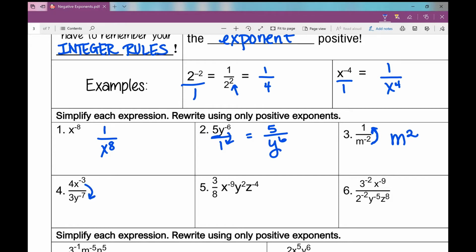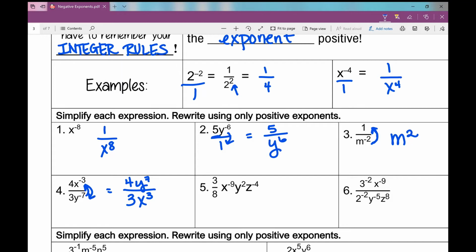That's going to move down low and come positive. I've got a negative exponent attached to that y. That's going to move up top, and it's going to become positive. So look at what's going to happen. We've still got 4 over 3, but y goes up top, positive exponent. X goes down bottom, positive exponent. Do you see how I did that? I just flipped the variables and I made the exponents positive.